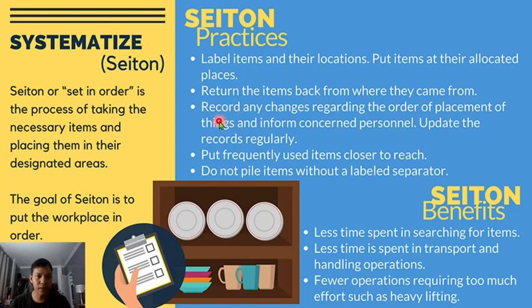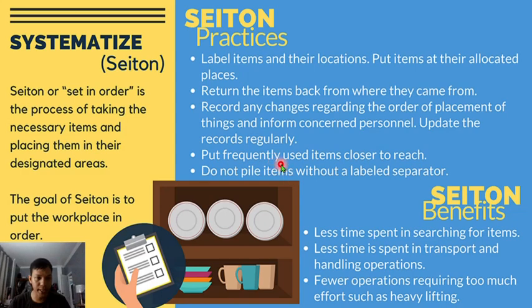Next, number three, record any changes regarding the order of placement of the things and inform concerned personnel. So you need to update the records regularly. For example, you have put something in this cabinet. You need to record that you took those items, or you need to inform the personnel that is assigned to that area.